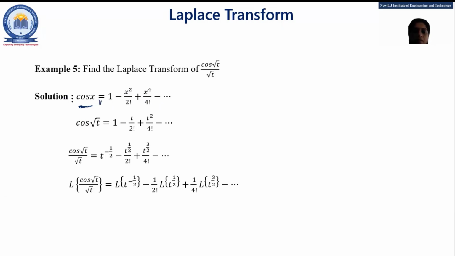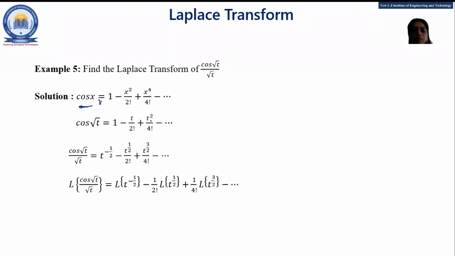If we replace this theta by root t, then here 1 minus t upon 2 factorial plus t square upon 4 factorial minus, like that. If we divide this whole series by root t, then cos root t upon root t. So 1 upon root t, that is t raised to minus 1/2. t upon root t, that is t raised to 1/2. 2 factorial, keep it the same.